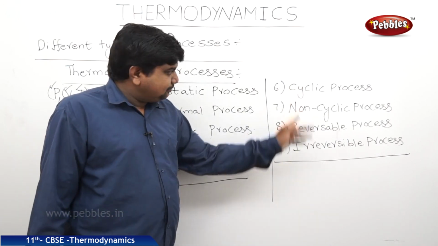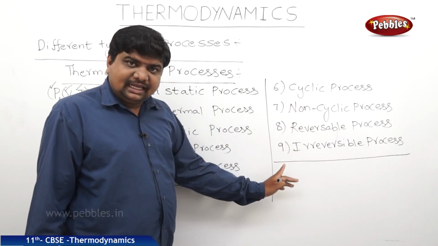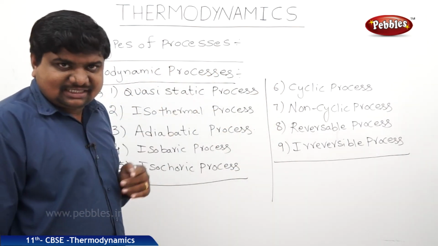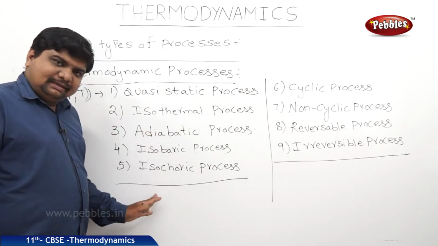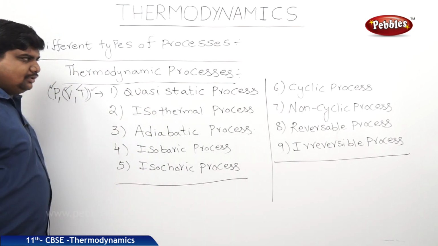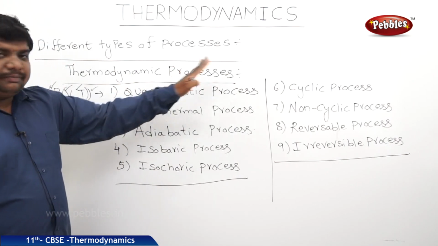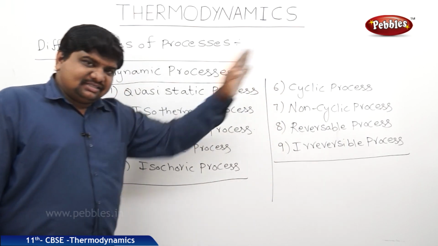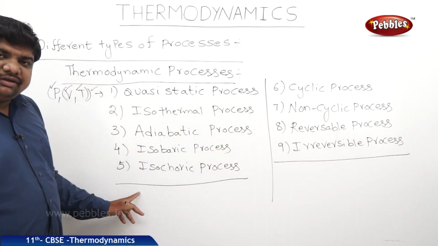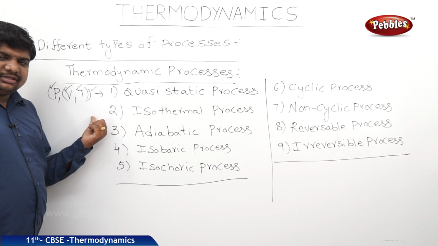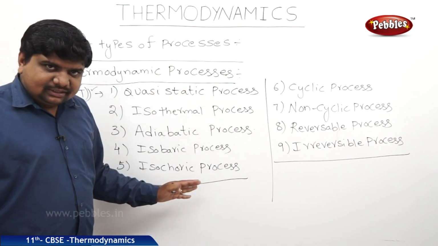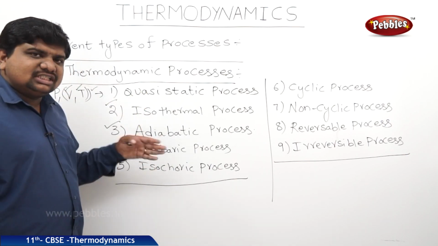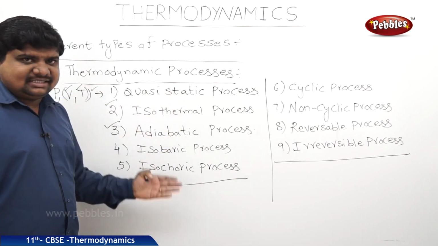These four processes, the ones listed from 6 to 9, depend upon the path followed in doing the thermodynamic process. The first five depend upon the thermodynamic variables. These all are said to be different thermodynamic processes. The second list, from 6 to 9, is based on the path followed, and 1 to 5 is based on the thermodynamic variables. Now we will discuss them one by one, and for isothermal and adiabatic we should also find the work done, which is a very important concept in this lesson.